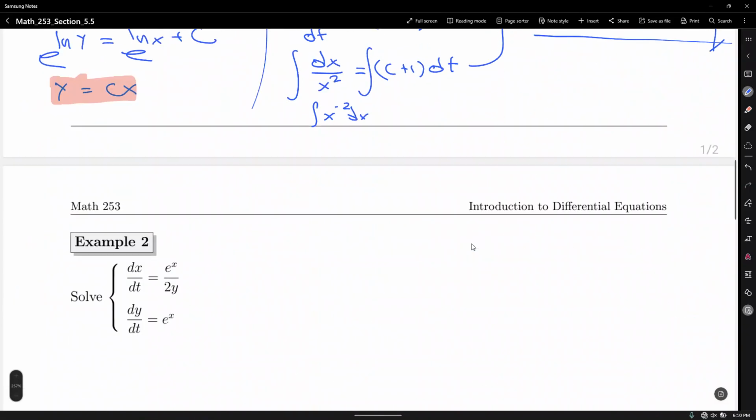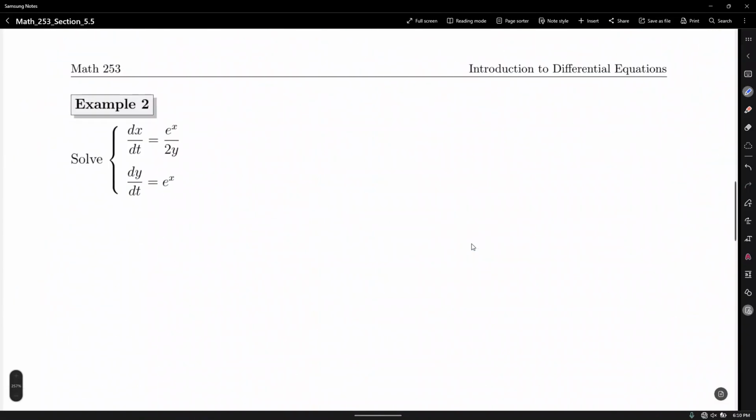All right, how about that system? dx/dt equals e to the x divided by 2y, and dy/dt equals e to the x. And guys, don't even try to find the eigenvalues and eigenvectors, nor the Laplace transform on this one. It's not going to work. The chain rule is going to be your best friend here.